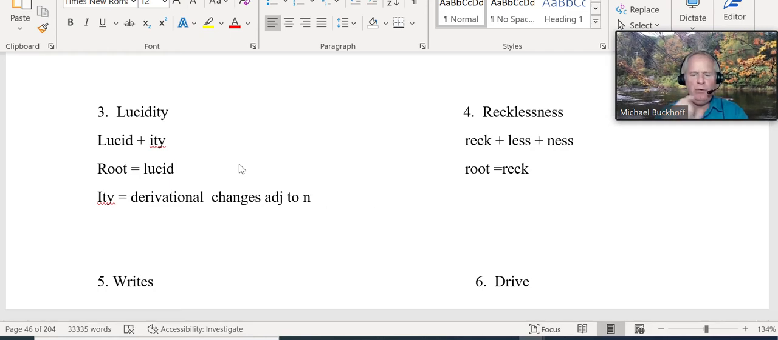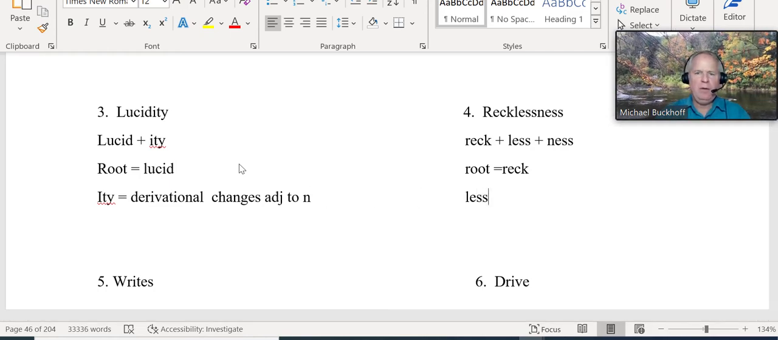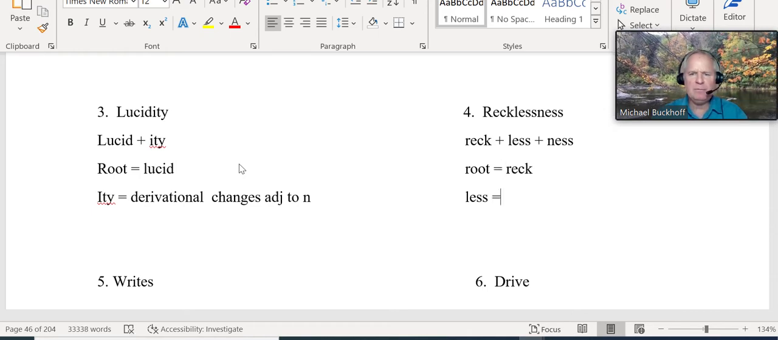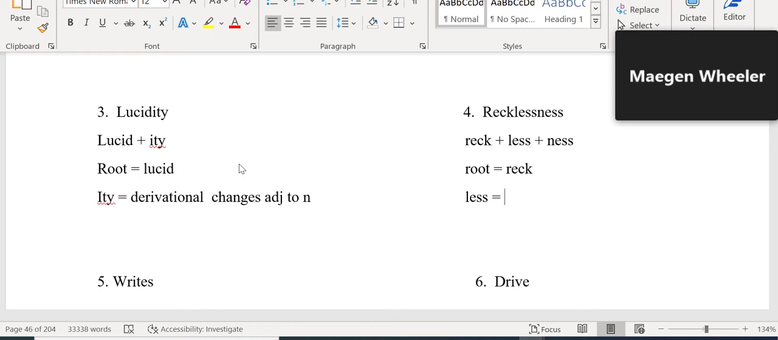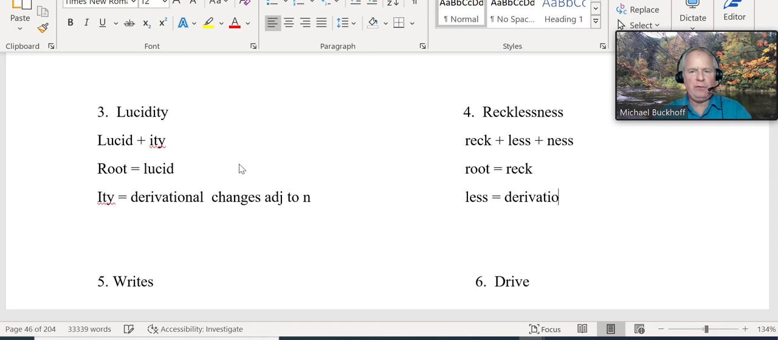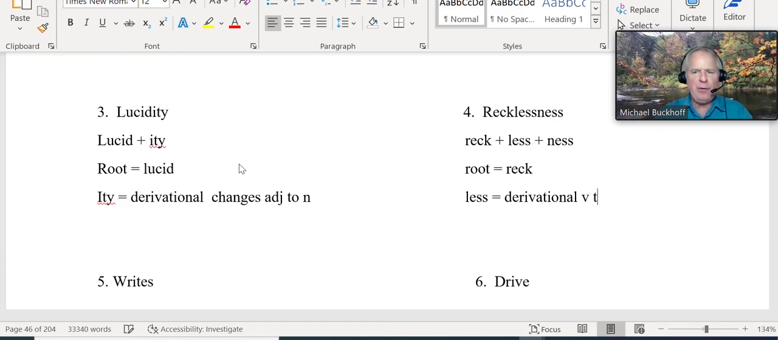You have to kind of get the context of this. Let's look at reck as being a verb. So if you go from reck to reckless, what's happening? Does it change a verb to an adjective? Yes, exactly. So it looks like a derivational process, right? Changing the lexical category, that's one of the characteristics. So we're changing from a verb to an adjective.